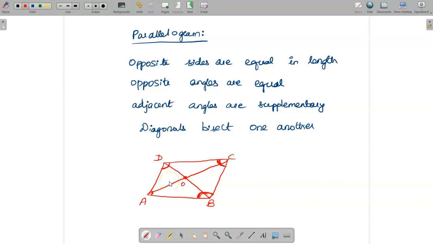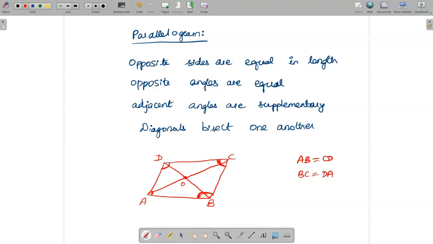To know what are all the properties of the parallelogram, let us consider this is one parallelogram. Whenever there is a parallelogram, opposite sides are equal. So here it is AB and CD. So opposite sides are equal. And again BC and DA are equal.